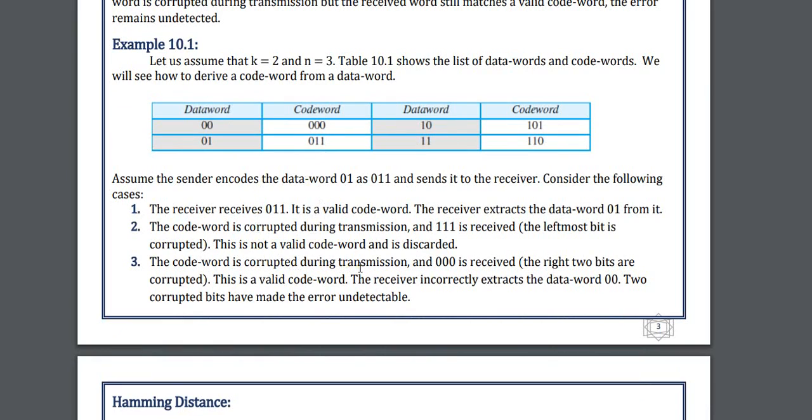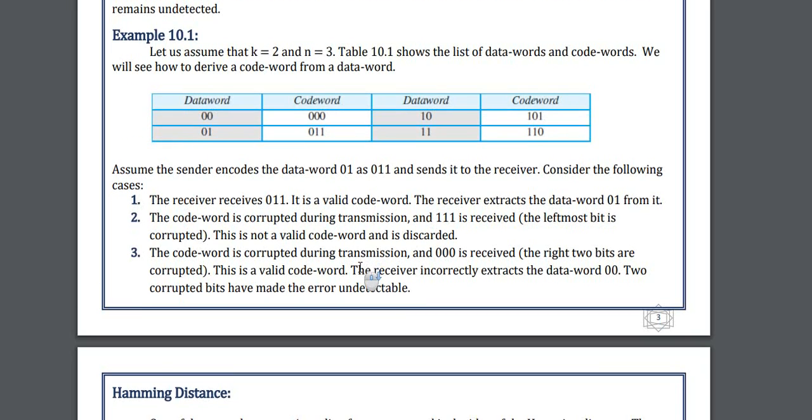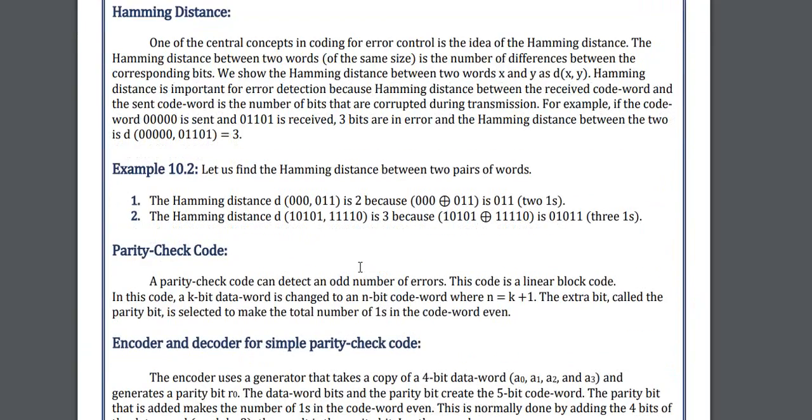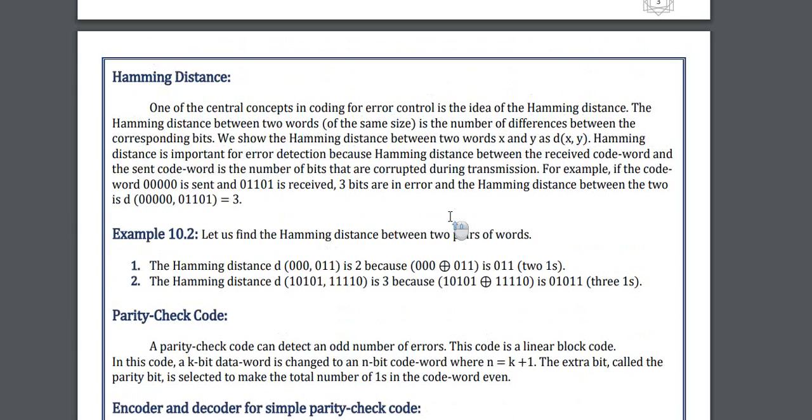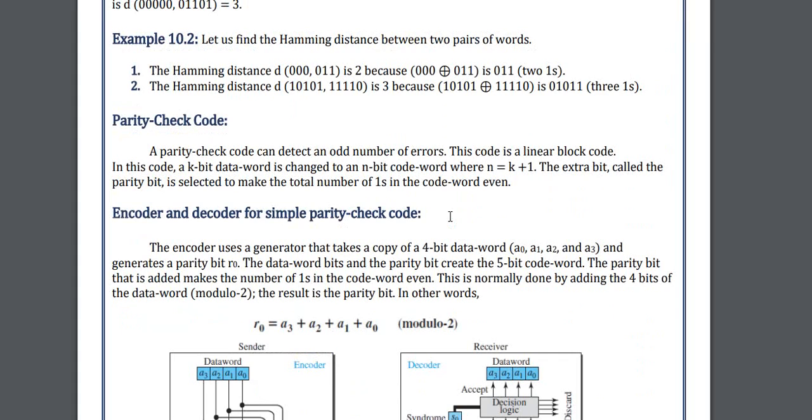Here are some descriptions, you may go through them. Now Hamming distance. Here are some examples of Hamming distance. By this section you can easily find out how to describe and detect the Hamming distance. The Hamming distance is used for error detection and correction.